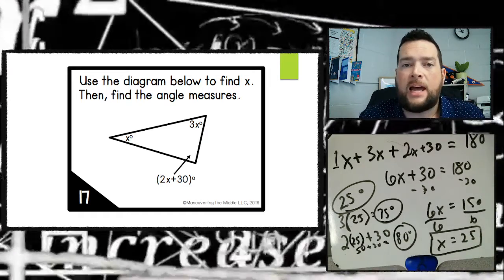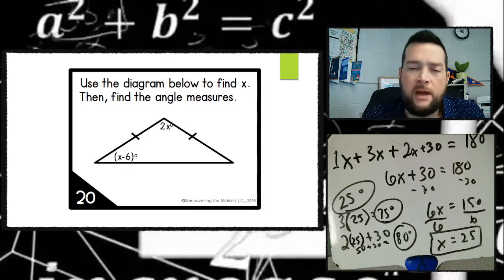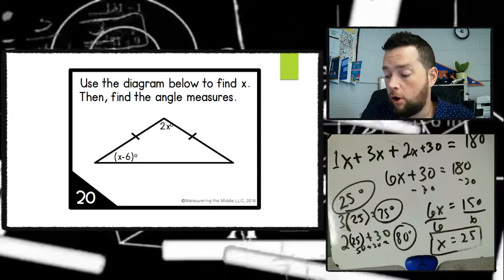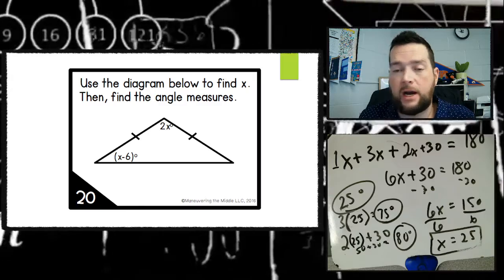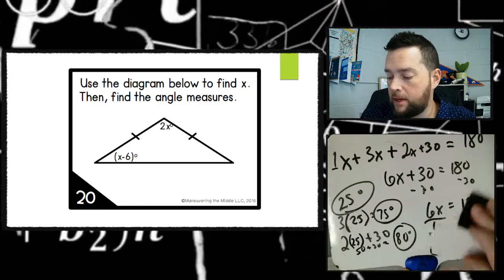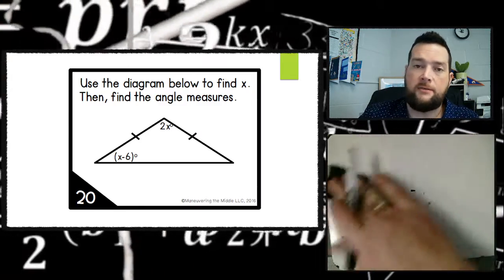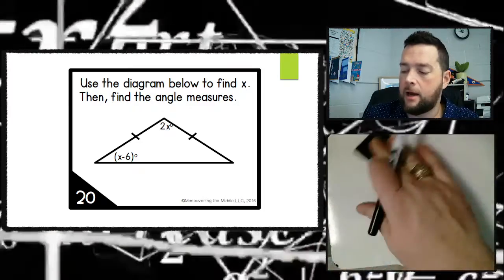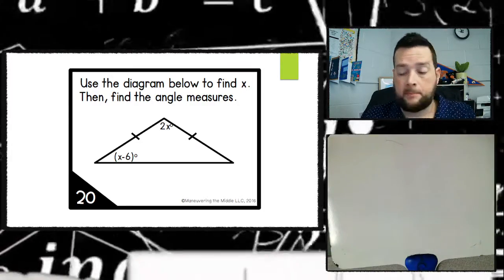All right? Last problem. Try this one right here. I want you to solve for x first, and then you're going to have to find your individual angle measures. All right? So you can go ahead and pause the video, try it, and then come back to see if you were correct.